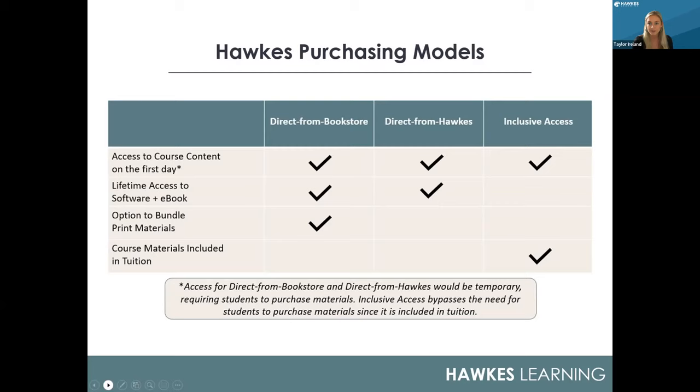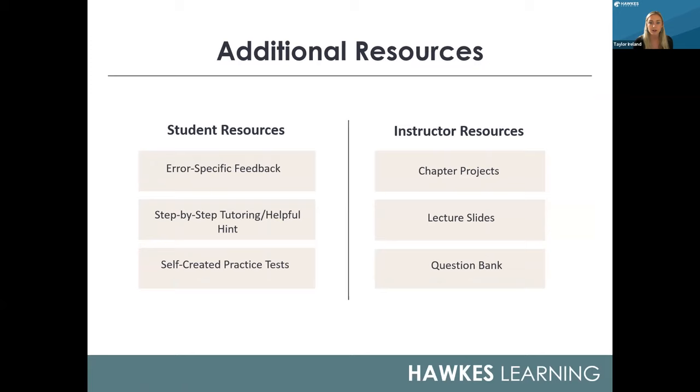And then just some other additional resources that we provide in general. I'll dive into all of the ones that you see on the left-hand side as we navigate into the student software, and everything on the right-hand side as well. But student resources: Hawks offers error-specific feedback if students get questions incorrect in the practice mode, step-by-step tutoring and helpful hints as well in the practice mode, and then they can create their own practice tests. And then on the instructor side of things, from almost all of our titles, we do provide chapter projects, lecture slides, and we do have that full question bank available too.